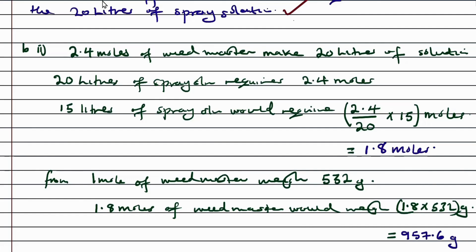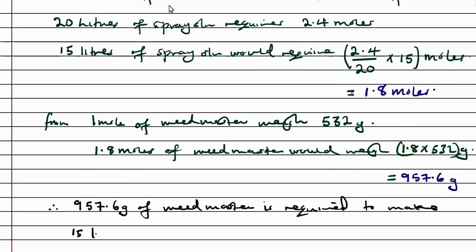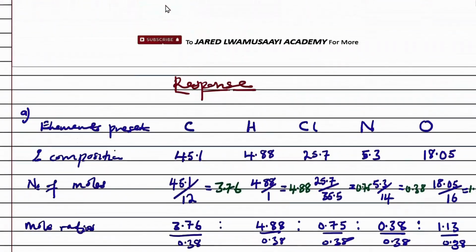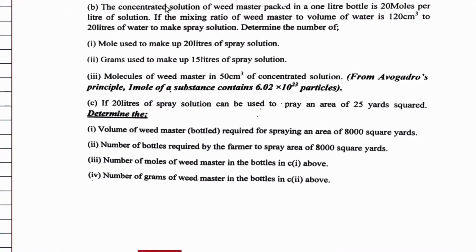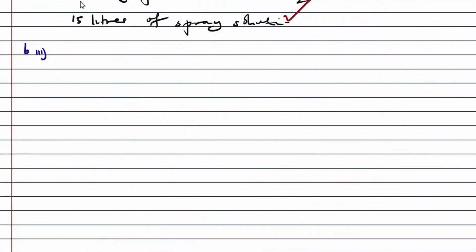So we need to conclude for this part that therefore 957.6 grams of Weedmaster is required to make 15 liters of spray solution. So this becomes our correct answer for part B, Roman numeral 2. Then let's proceed to part B, Roman numeral 3. It reads, determine the molecules of Weedmaster in 50 cubic centimeters of concentrated solution. Remember the Avogadro's number is here, so we have to go in for that.